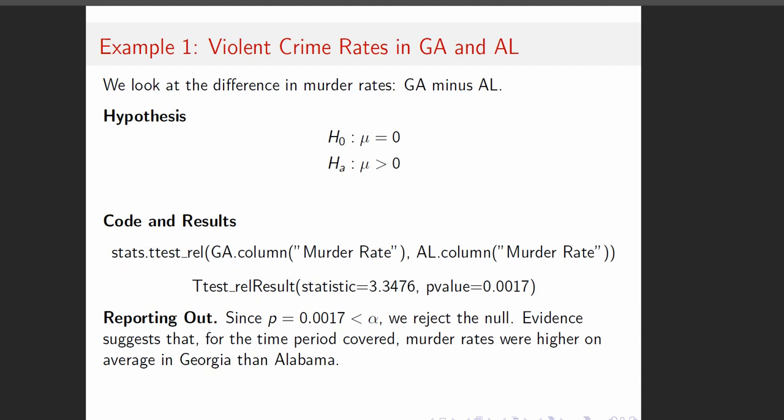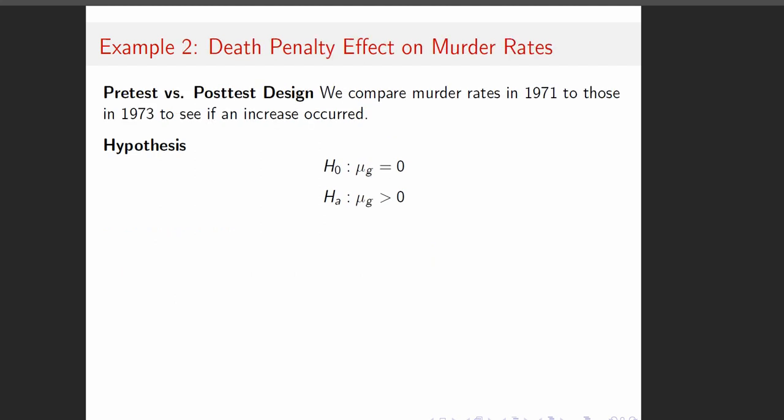So let's take a look at the second example. Okay, so here we have a pretest versus post-test situation. And why would we compare murder rates in 1971 to those in 1973? And I put mu sub g to see if there's a gain. Is there a gain in the murder rates in the U.S. from 71 to 73?